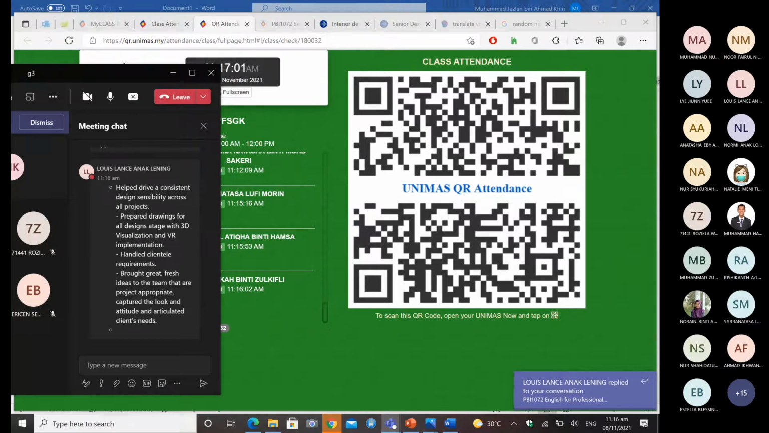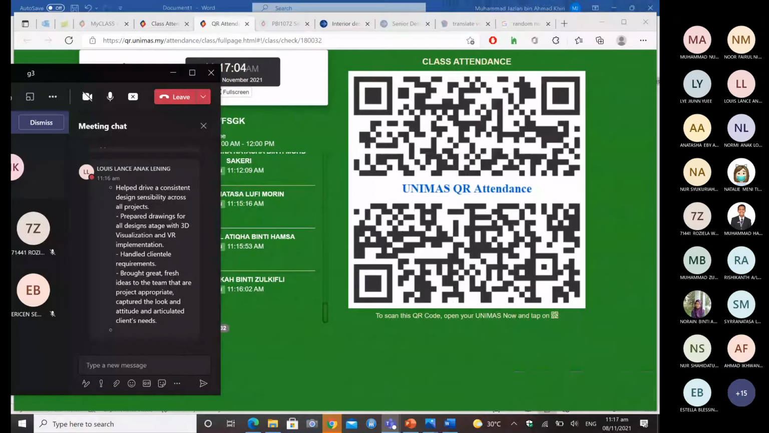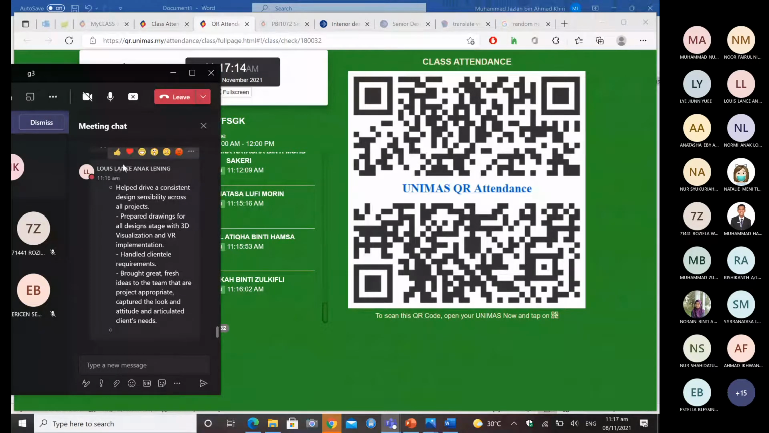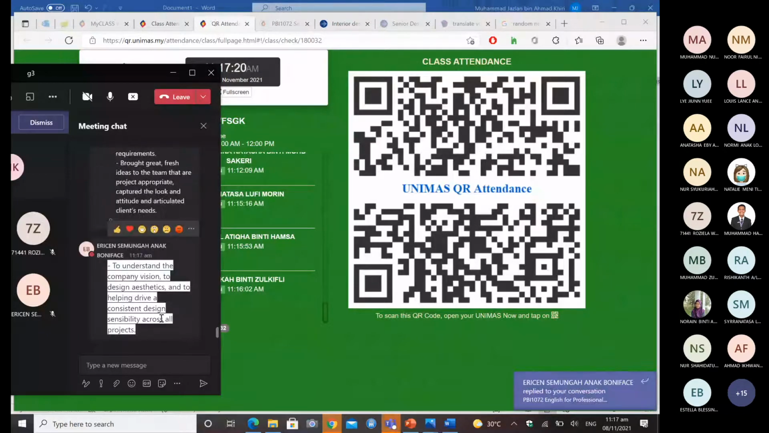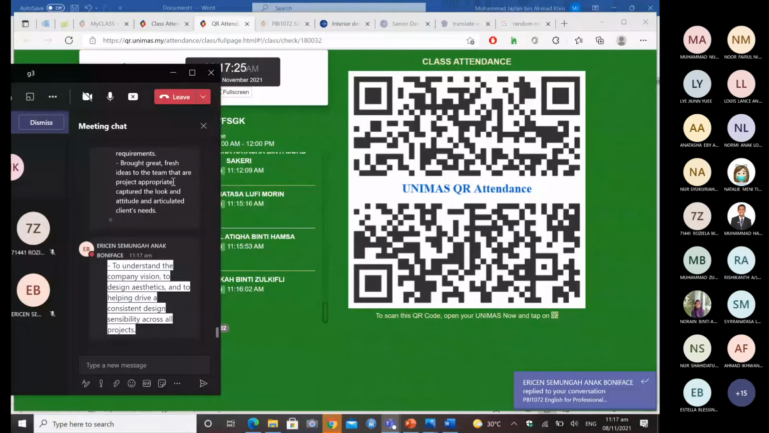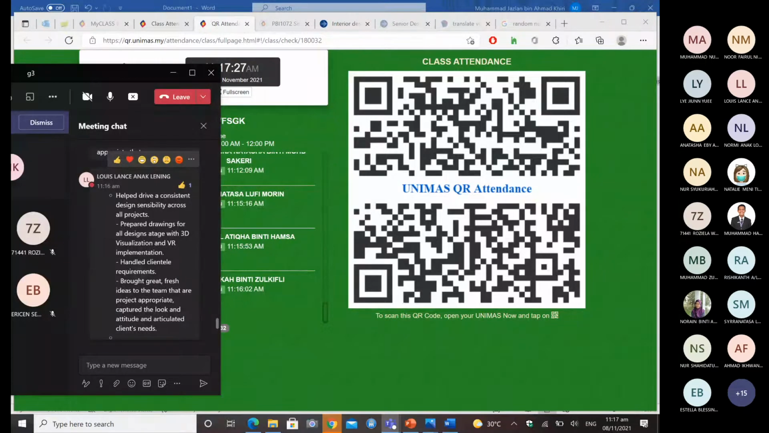Okay, Lewis is on the correct path. Help drive a consistent design. Prepared, handle, brought. Okay, this is good. Although the other two are missing, it is correct. It is according to what I taught you. So for Lewis there, I give him a like, yeah.